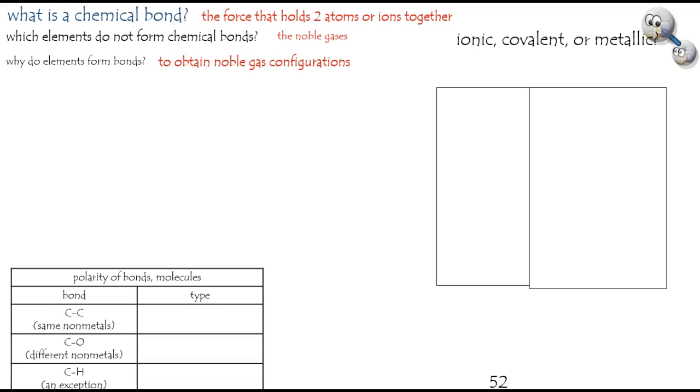For example, when chlorine gains an electron, it becomes a chloride. When sodium loses an electron, it becomes a sodium cation. There's then an ionic bond that can form between them. So we have several different bond types.